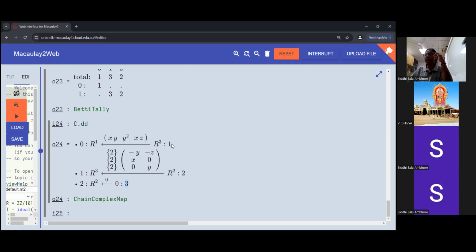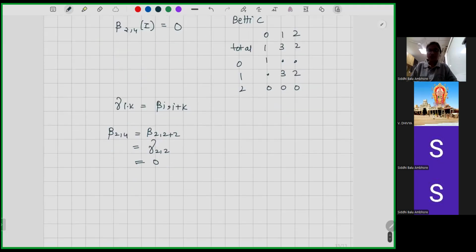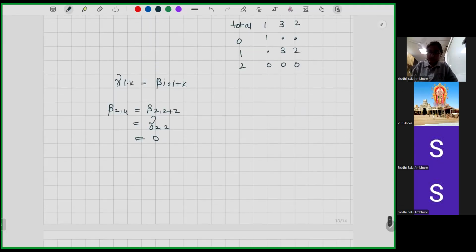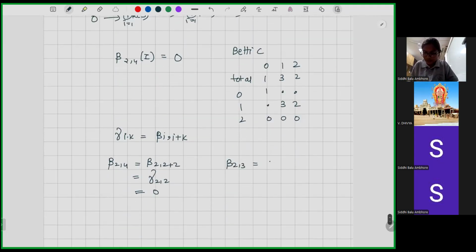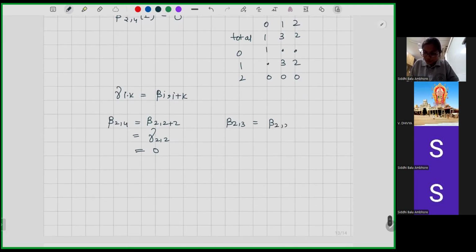So this is map of degree 1, this is map of degree 2, this is map of degree 3. So this R2, we need to assign a degree 3. And if I want to calculate beta, let me show this. So this beta, if I want to calculate degree 3 term, beta 2 comma 3, then it is beta 2 comma 2 plus 1. So it is gamma 2 comma 1, right? So second row, first column.